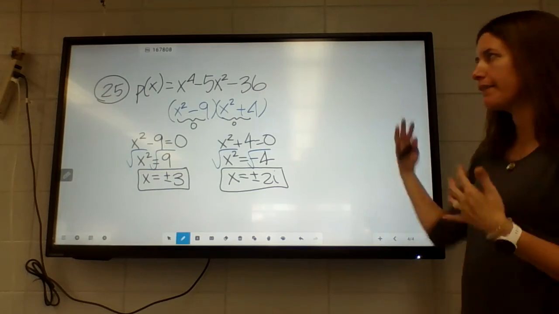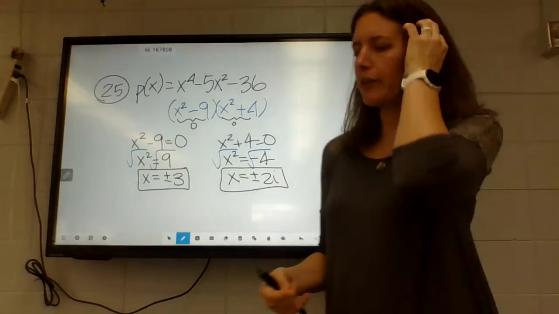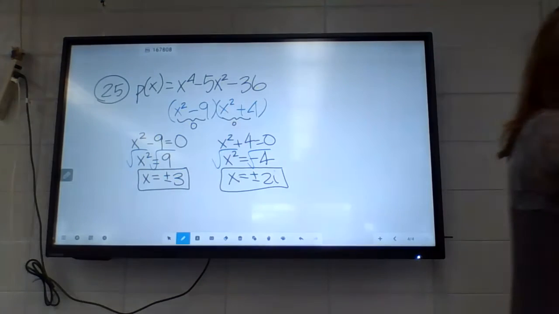I don't know a way to get that answer with, I mean, we can't use a quadratic formula or anything. Factoring is kind of the only way in this case.